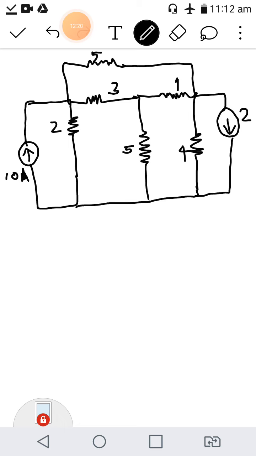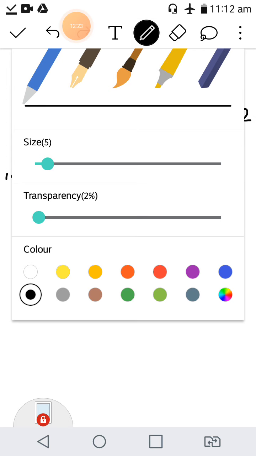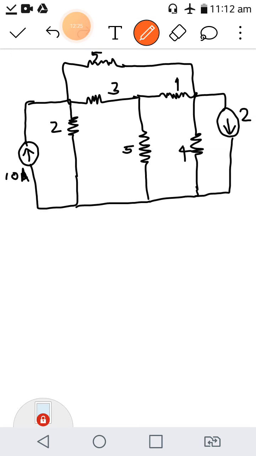That is the question. So let me mark all the branch currents first. Okay, so 10 ampere is the current coming here. So this 10 comes here. Okay, and assume that it is dividing into 3. So first there are 3 paths. One is going in this way, one can go in this way, one can go in this way. So I am marking this as I1, this branch is I2 current, and the current flowing through this branch is I3.